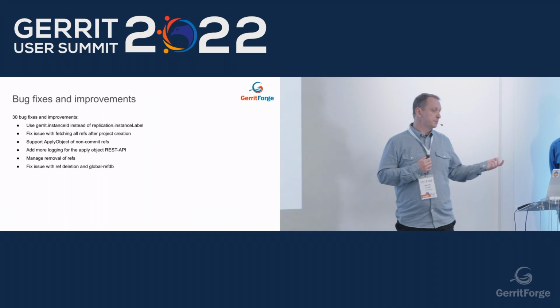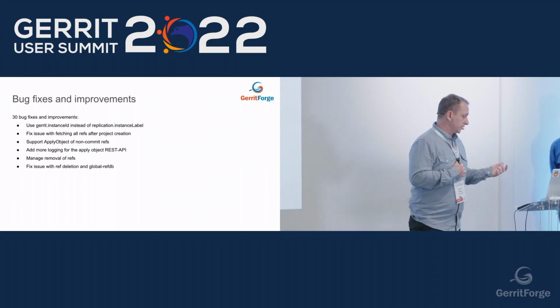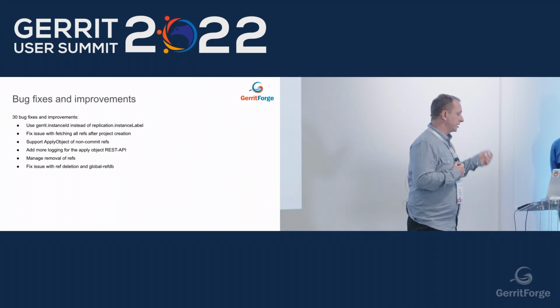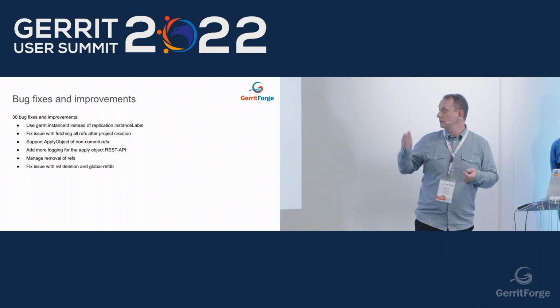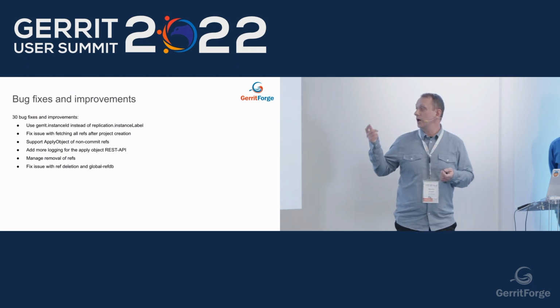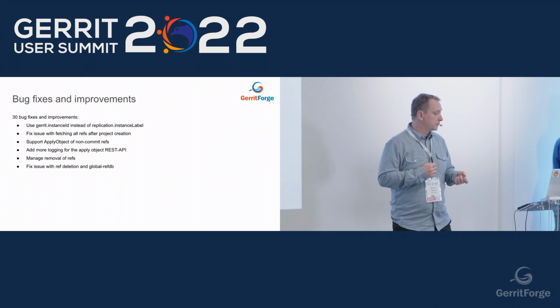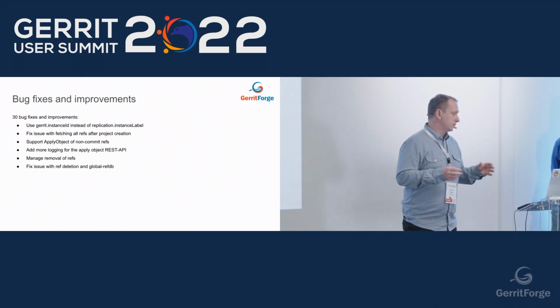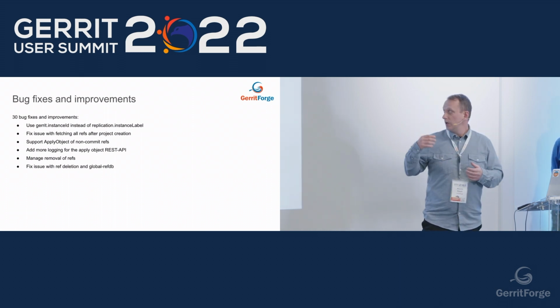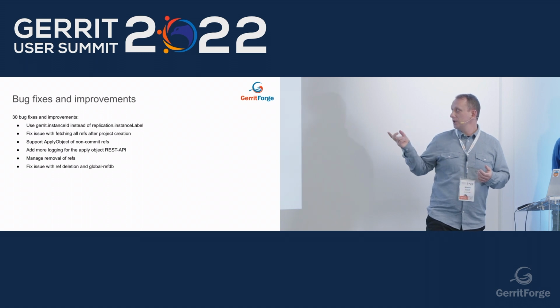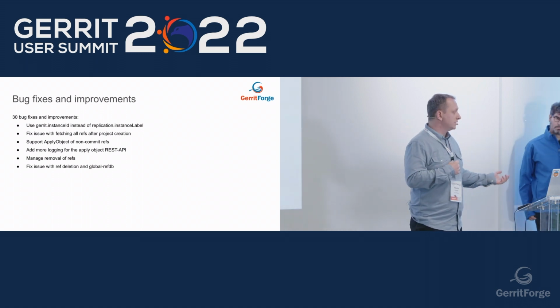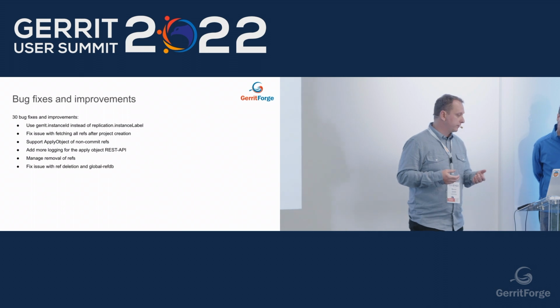Since the last presentation, we did around 30 bug fixes and improvements. I just put a few of them. For example, we unified the way we are identifying our nodes. We are not using the pull replication specific property called instance label anymore. We started using Gerrit instance ID, so it simplified the configuration.